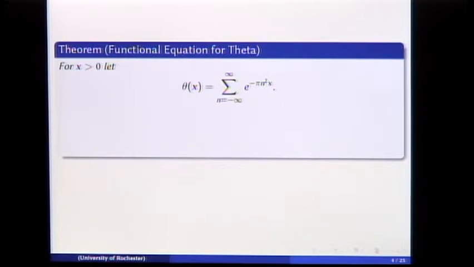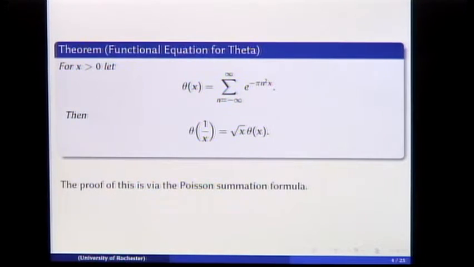One of the proofs depends on the functional equation for another function, the theta function. This is one of many theta functions. It's a half integral weight modular form when you look at it as a function of a complex variable on the upper half plane. It's this very quickly convergent infinite series. The functional equation for it says theta of 1 over x is root x times theta of x. So the values of theta for x less than 1 are related to the values for x bigger than 1. The proof of this goes by Poisson summation formula.